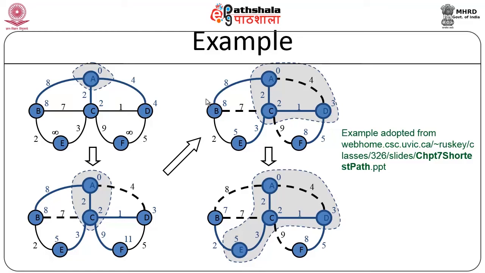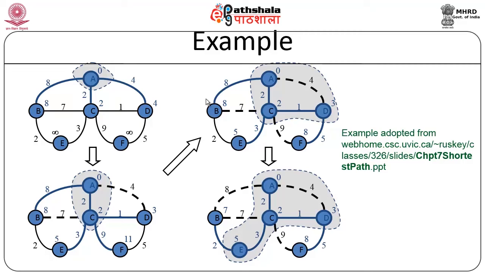This example has been adopted from this, and you will see here we start with A, which has a value associated with it as 0. Then you come to C, the cloud grows. Remember D of A is 0 and D of C is initially infinity. Now, it has been updated to 2 because it is 0 plus 2. Okay. Next, you go to the next node, which is 3.